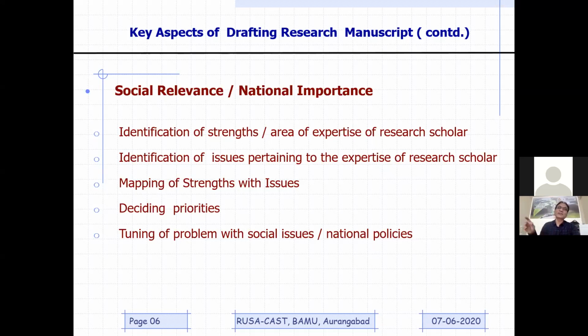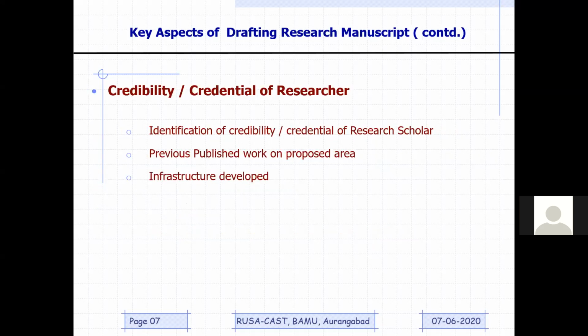Once you decide the priorities and once you finalize the topic number 1 to be addressed, right, on the top priorities, then you still need to go ahead, do a systematic and very rigorous literature review and fine tune that problem. And once you fine tune that problem, you will be able to incorporate your social relevance in your manuscript. And the third one is going to be credibility and credential.